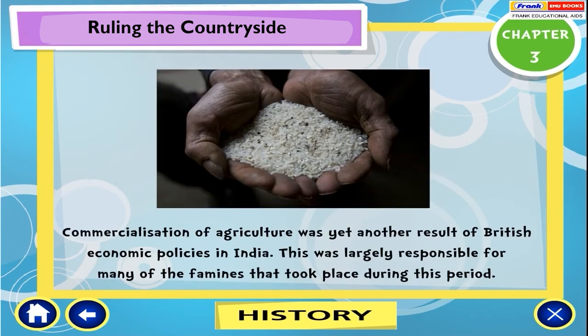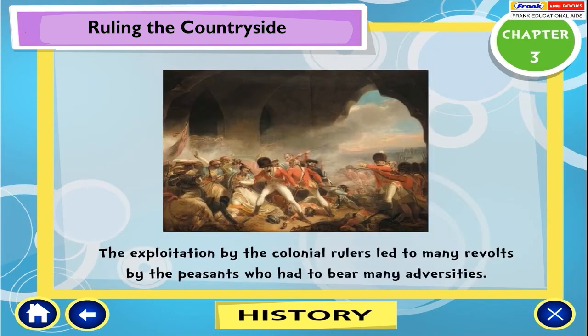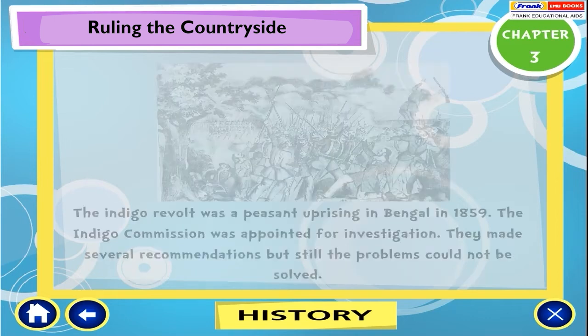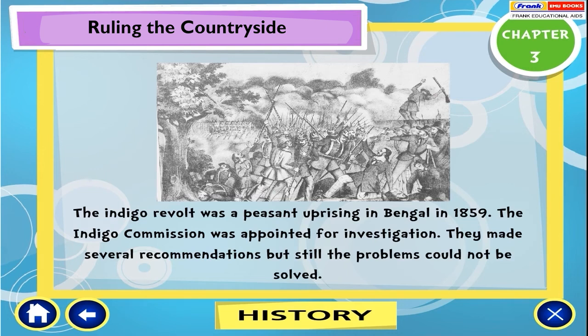Commercialization of agriculture was yet another result of British economic policies in India. This was largely responsible for many of the famines that took place during this period. The exploitation by the colonial rulers led to many revolts by the peasants who had to bear many adversities. The Indigo Revolt was a peasant uprising in Bengal in 1859. The Indigo Commission was appointed for investigation. They made several recommendations, but still the problems could not be solved.